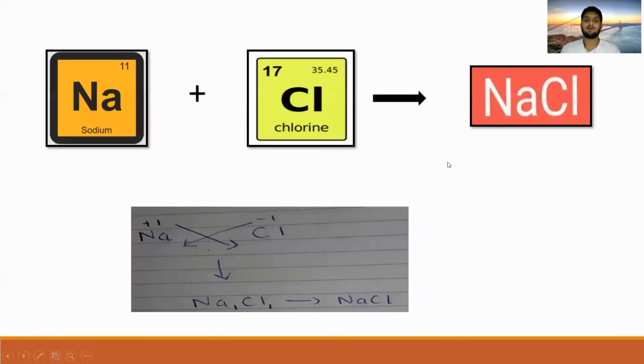Now here you react sodium and chlorine, and this is the symbolic form of sodium chloride. This is sodium chloride. Remember, in the previous video, I told you when chlorine reacts, what is the product? It can only be a chloride. So sodium reacts with chlorine, and you are able to get sodium chloride.